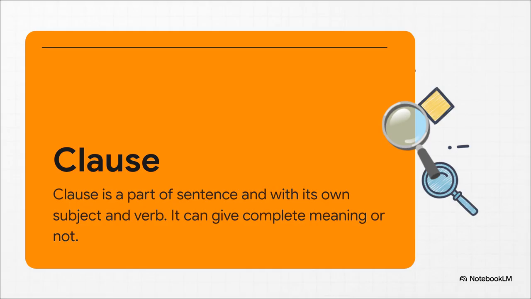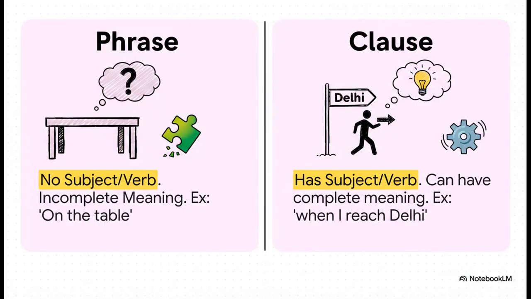Sometimes a clause can actually be a full sentence all by itself, and other times it's just one part of a bigger sentence. This side-by-side comparison makes it super clear. Over on the left, the phrase on the table. It just leaves you waiting, right? What's on the table? What's happening? But look at the clause on the right. When I reach Delhi. It has the key ingredients, a subject, I, and a verb, reach. That pairing is what makes all the difference.